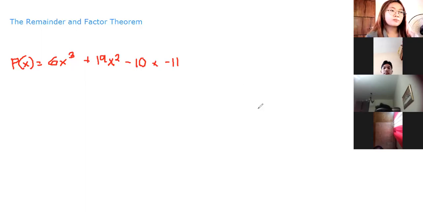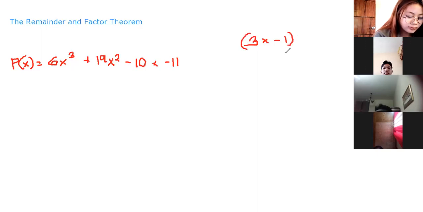So we have the polynomial 6x cubed plus 19x squared minus 10x minus 11. So may polynomial na tayo, 6x cubed. Now, we're going to find out if 3x minus 1 is a factor of this polynomial. We're going to find out, is this a factor or not a factor of this polynomial? Now, to find out, we need to equate it to 0. So, 3x minus 1 equate it to 0. So, kasi we're going to substitute all the value of x in this factor, diba? To find if this is a factor or not.